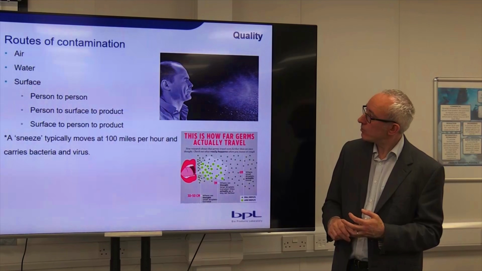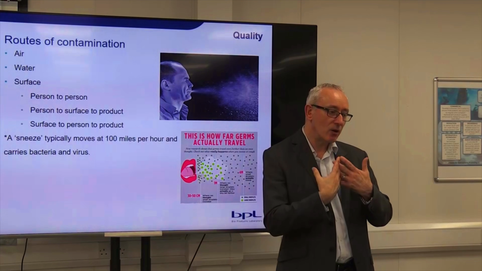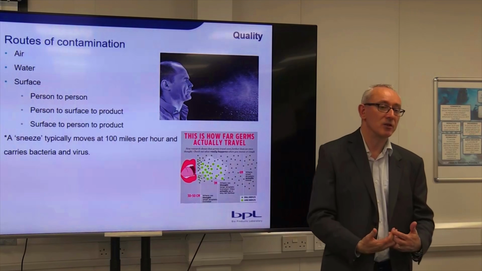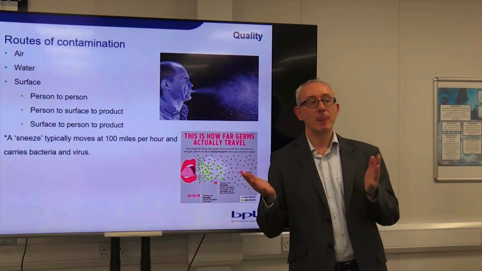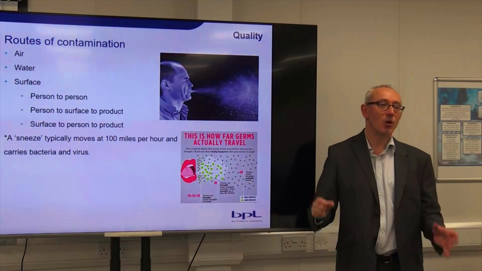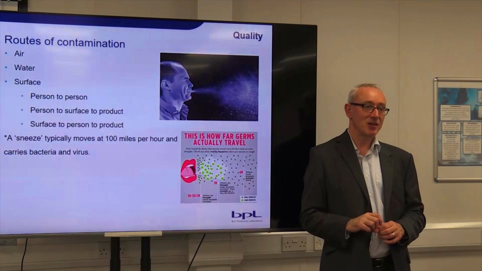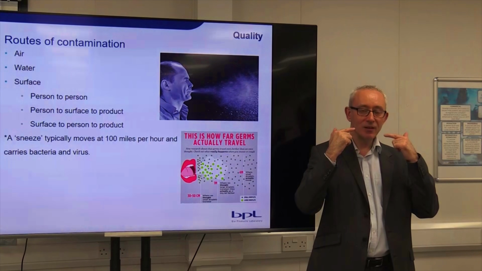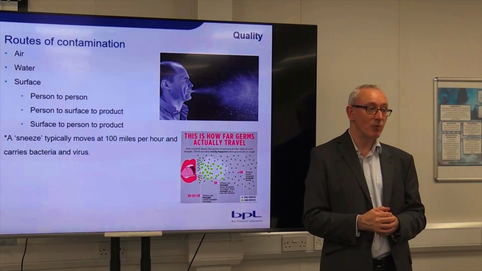Okay, so we've also spoken about sources of contamination. Now we're going to look at routes of contamination. So the sources are how could it be there, the routes are how can it spread. And this wonderful photograph here is a stop motion photograph of somebody sneezing. It's an idea of how far the projectile from the sneeze can spread.